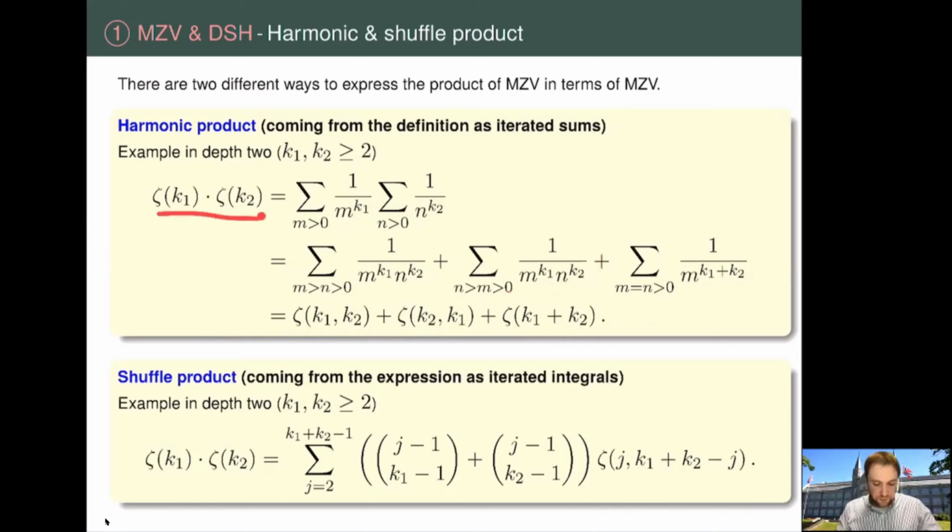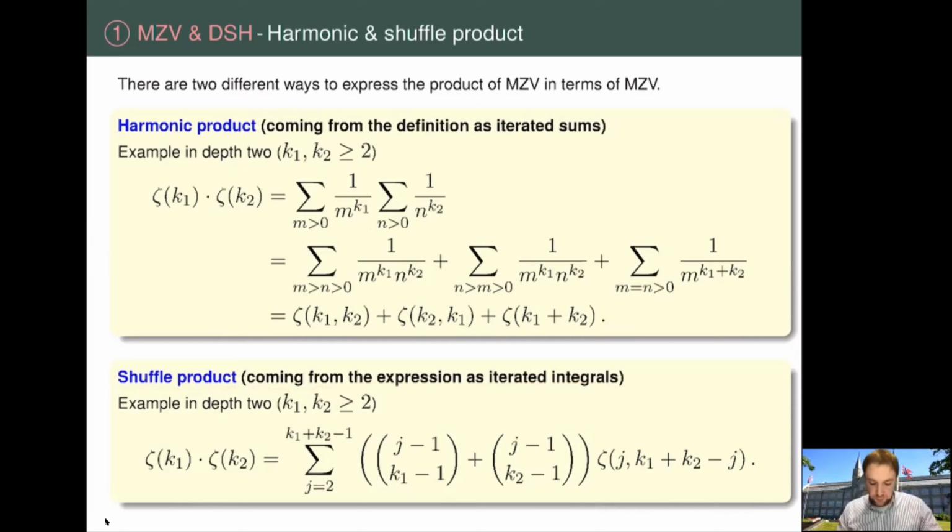And so therefore, we can write the product as a linear combination of multiple zeta values. You can also see that this works in general. If I have an iterated sum of arbitrary depths, then this combinatorics works, and I can write this as a linear combination of multiple zeta values. And the shuffle product, which comes from the expression as iterated integrals, can be written down like this.